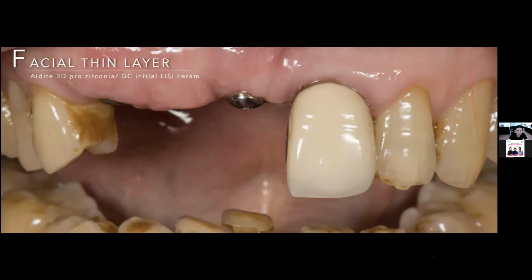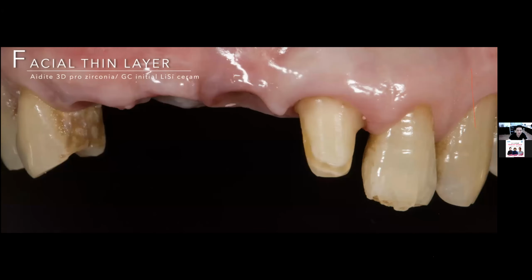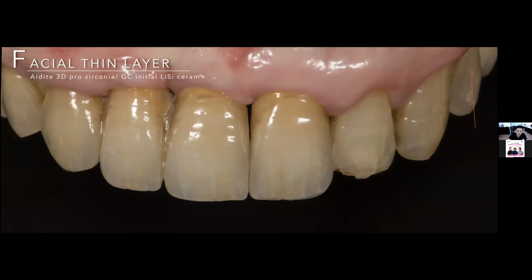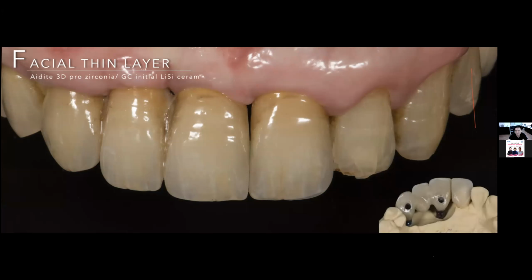And like this case, if I want the two facial layer, but I want to decrease the chipping, I can design my framework to the edge top and adjust the facial layer. But my bite and my protrusion never touch my porcelain. So you can see the edge framework design. So my chewing and my bite is very safe. So I never need to worry about the chipping.